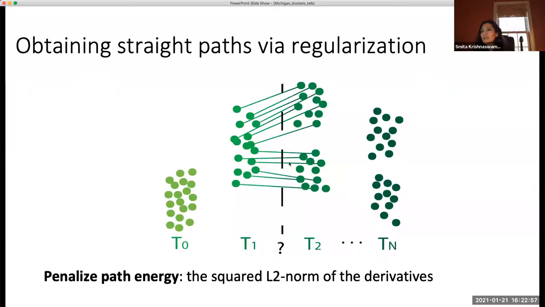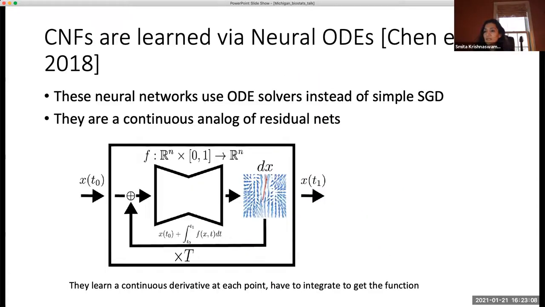So you can think of this as straightening the paths, but not so straight as here, so that you're not interpolating. And the way we did that was because the neural ODE is learning a derivative parameterized by a neural network.